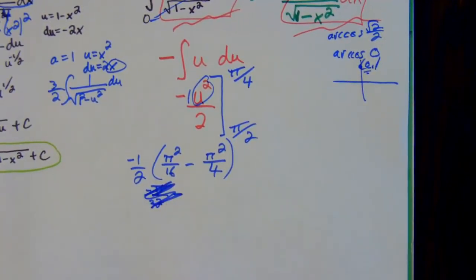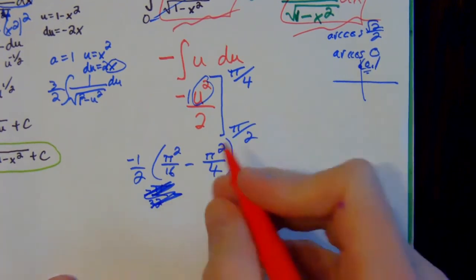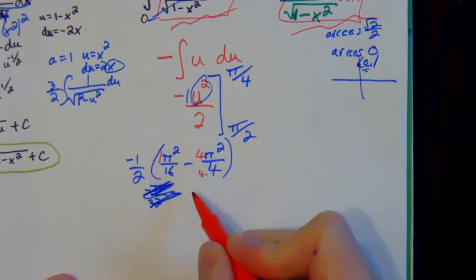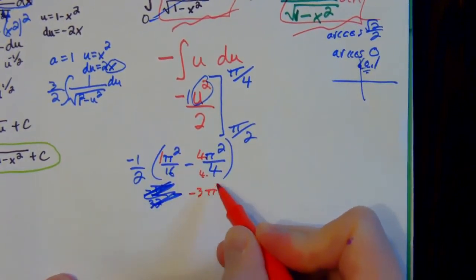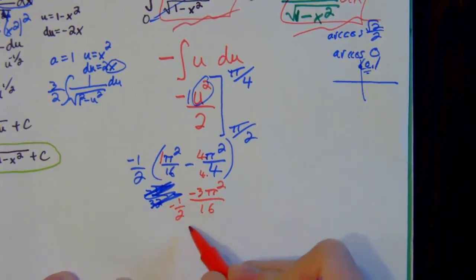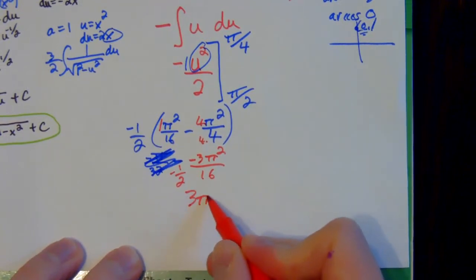Actually, no, I'm just going to go ahead. I could probably get one single fraction right there because they're both pi squared. So let's just go ahead and do that real quick. I'll times this by 4, times this by 4. So this would be 1 minus 4 pi squared. That would be negative 3 pi squared over 16. And when you times that by the negative 1/2, that's going to give us a positive 3 pi squared over 32.